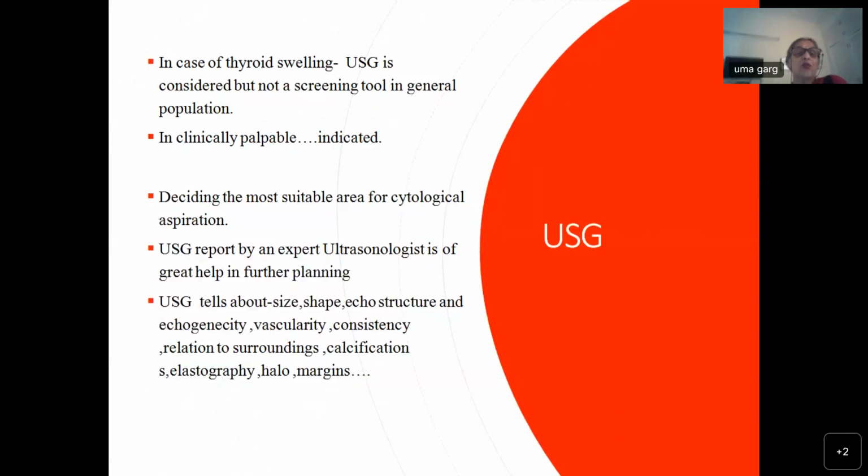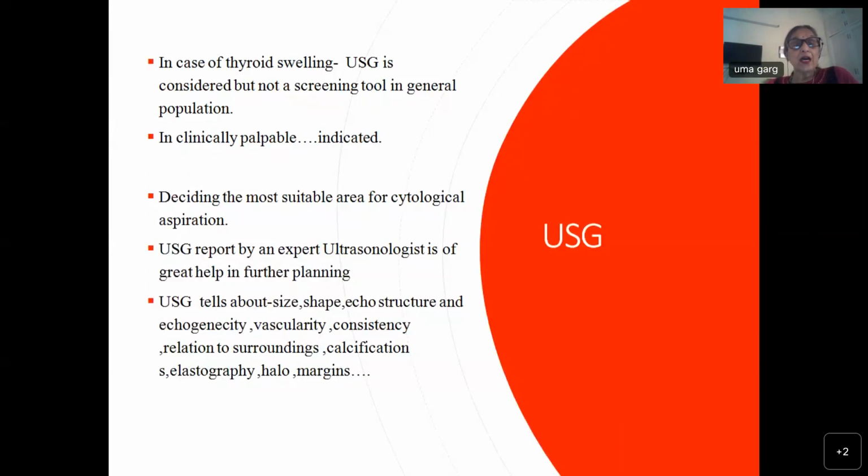In case of all thyroid swellings, ultrasonography is a very important investigation, but it is to be understood that it is not a screening tool in the general population. Ultrasound is indicated when a thyroid is clinically palpable. And how does it help?